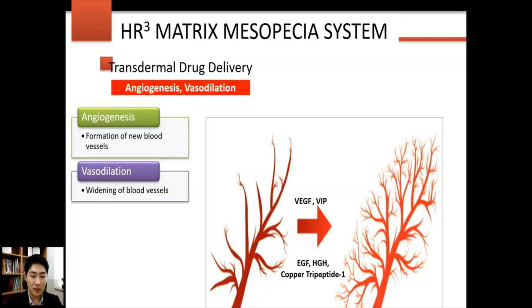And this is supported by other peptides like EGF, human growth hormone, and copper tripeptide 1. Also, they stimulate the proliferation of dermal papilla cells and the synthesis of matrices.